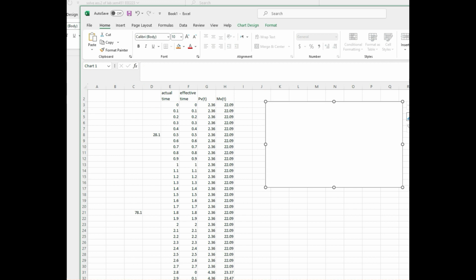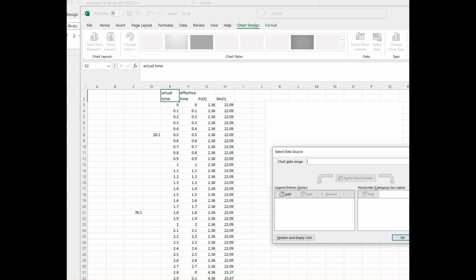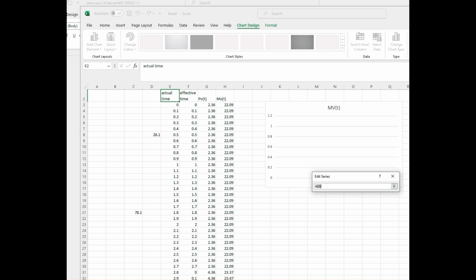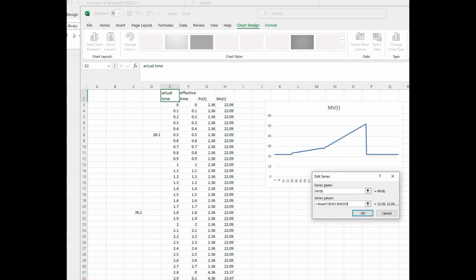Click here, Chart Design, Select Data, adding the MV values starting from here until we say 203. See guys, this is the resultant line.